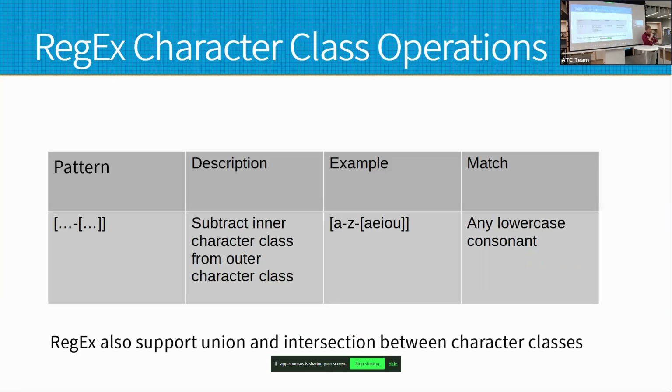So another interesting feature is character class operations. For character class operations, you can actually do subtraction. You can also do intersection and union between character classes. So in the example I give there, you'll see if I specify a range from A to Z and I subtract all the vowels, it'll match any consonant that I give it.